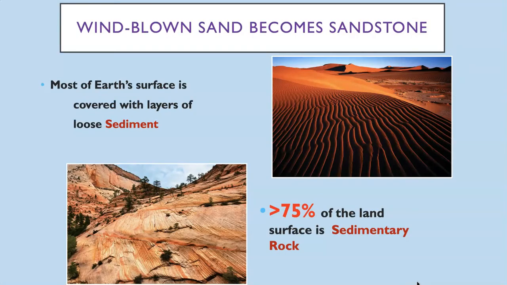Here's another example showing the connection between the sediment and the rock. So this is a sand dune, and these are loose sediments of sand. If they become buried, compacted, cemented, and then brought back to the surface, they will look like this. This is basically fossilized sand dunes. This is in Zion National Park. A significant portion of the Earth's surface on land is covered with sedimentary rock. Remember, the oceans are all igneous.